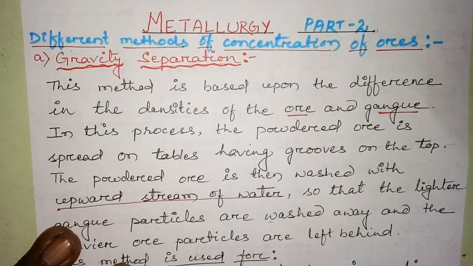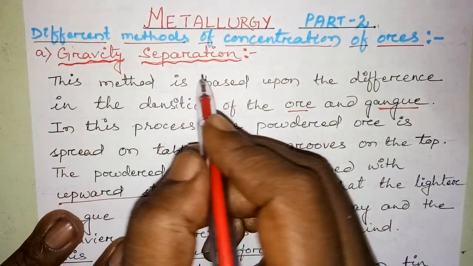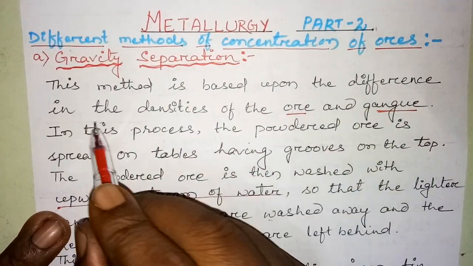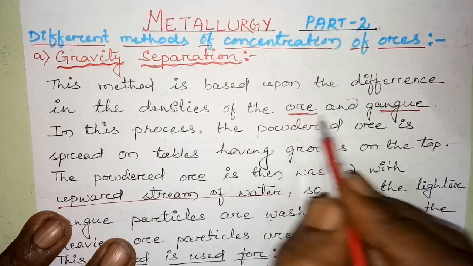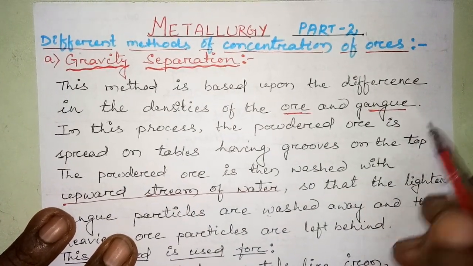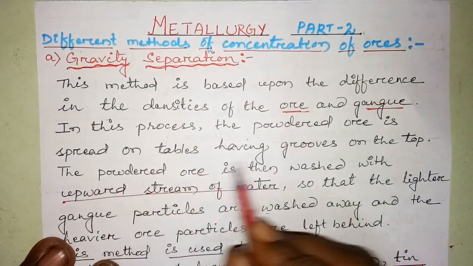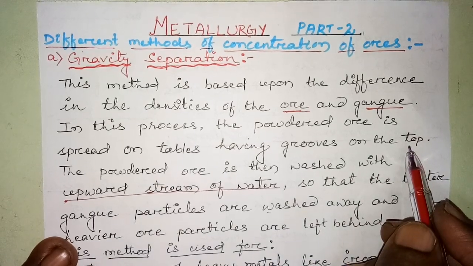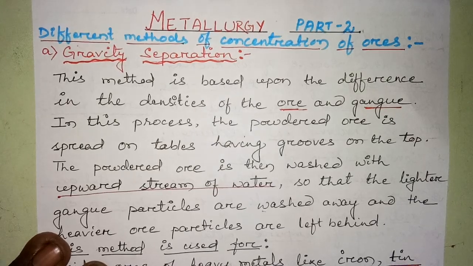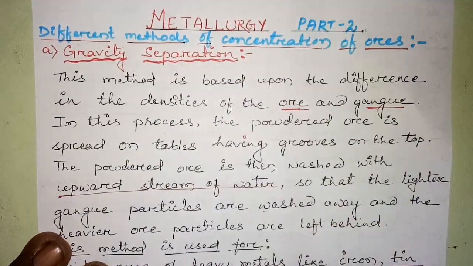So, different methods of concentration of ore. First one is gravity separation. What is this? In this process, if there is a difference in density of ore and gangue, then this method is implemented. What happens in this process? The powdered ore is spread on tables having grooves on the top. See, the diagram is given in your textbook. You can open it and refer to it because it takes time to draw. So you can refer along with your textbook.